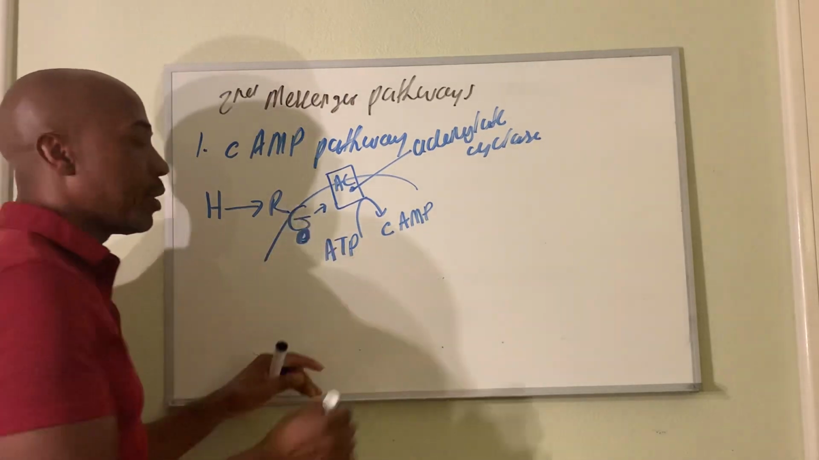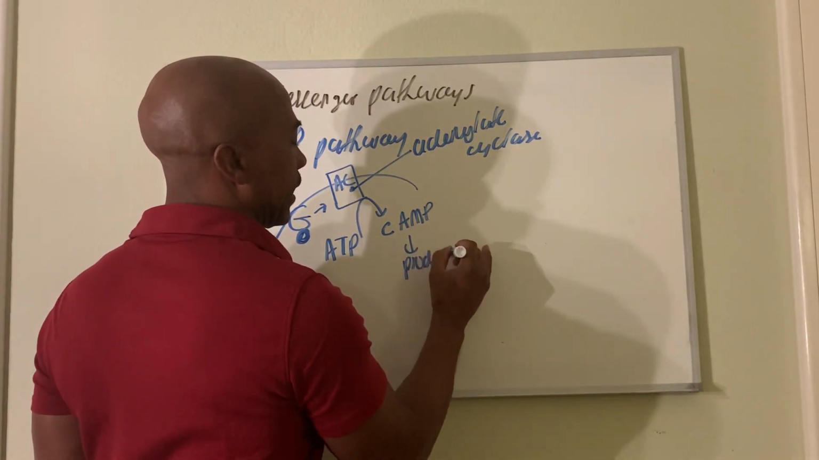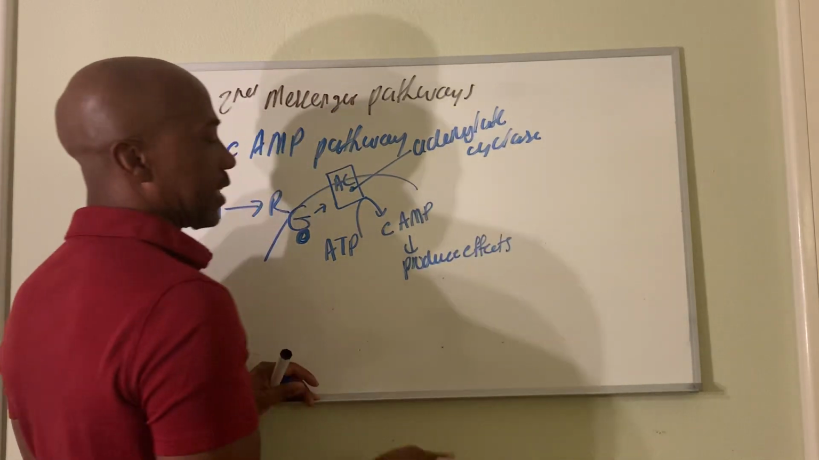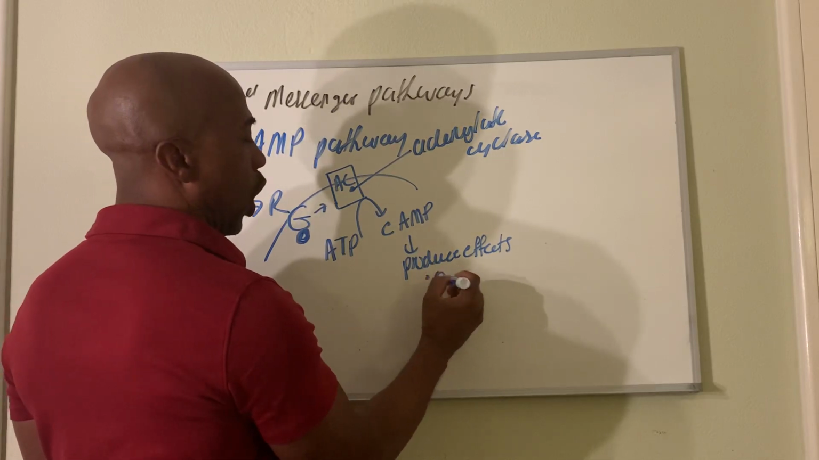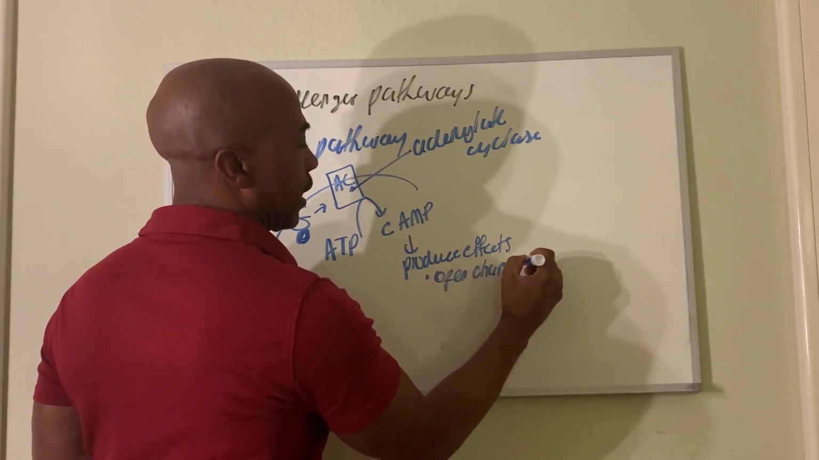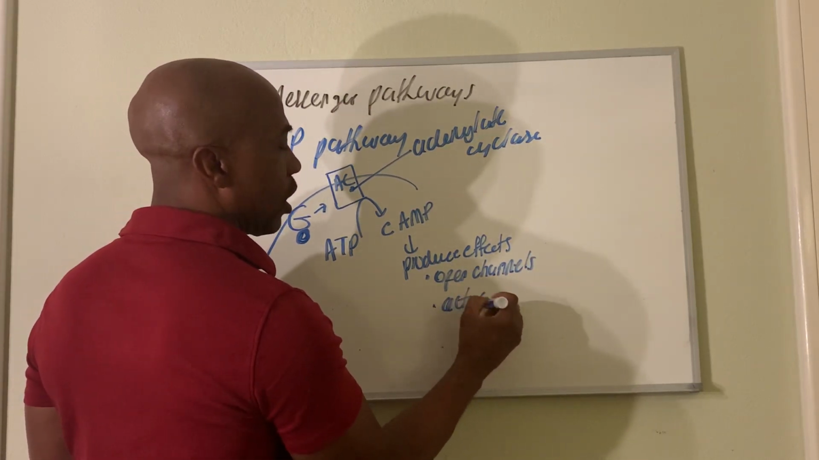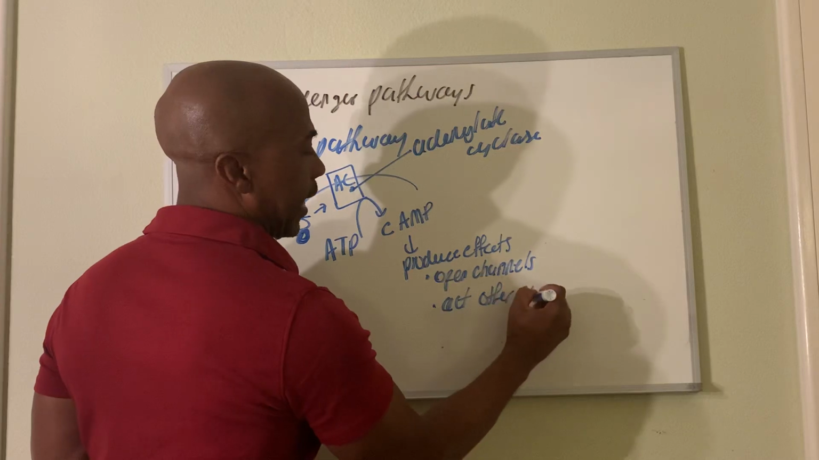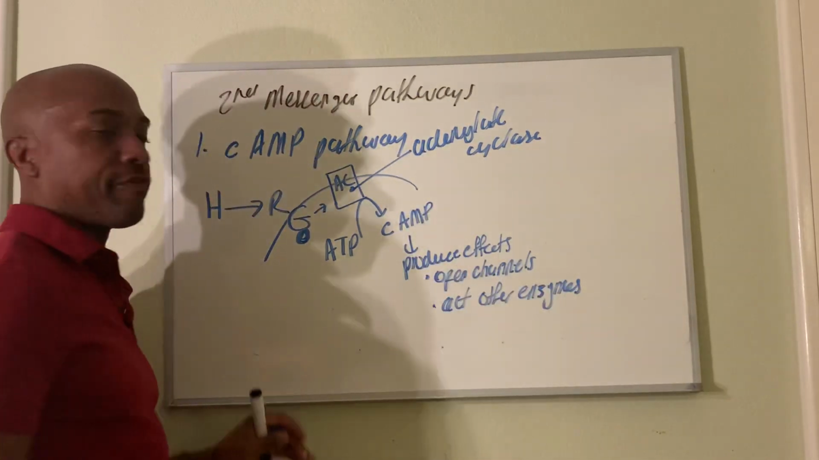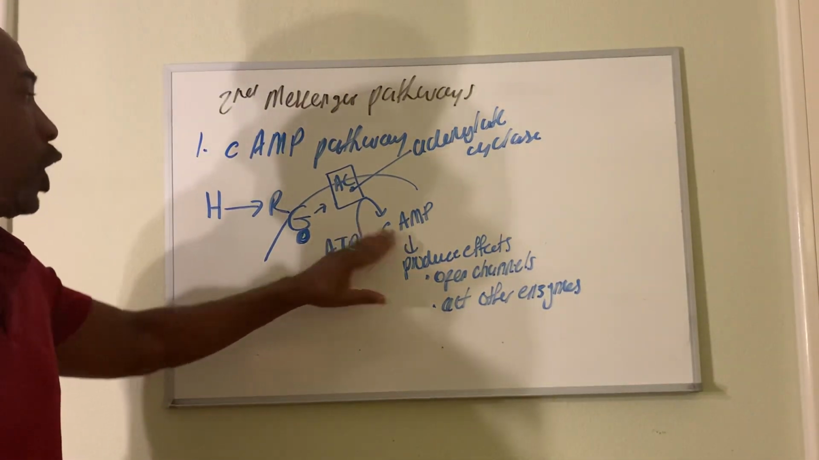And then cAMP will produce the effects. And these effects can be various things. It can be perhaps to open ion channels. They may also activate other enzymes, all right? But there are various effects. But then all I want for you to know is how we get to cAMP, all right?